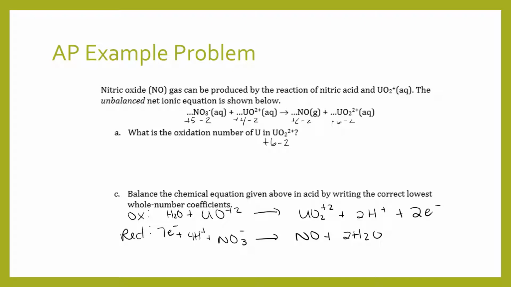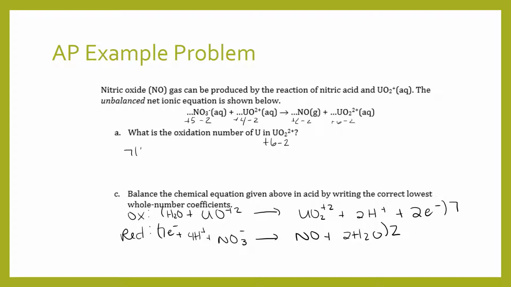Now that I have all of my charges and my atoms balanced, let's go ahead and make those electrons equal. I'm going to need to multiply the top by 7 and the bottom by 2. The hard part now comes with looking at my hydrogens and my oxygens. So I'm going to rewrite it above, distributing my multiplier.